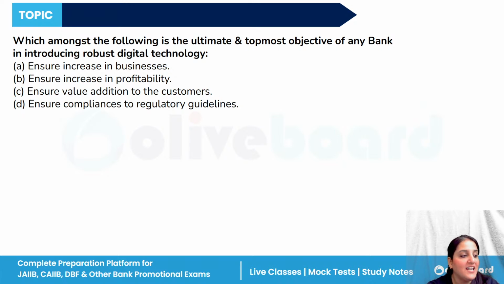Which among the following is the ultimate and topmost objective of any bank in introducing robust digital technology? Basically, here the correct answer is ensuring value addition to the customers. This is the best for the ultimate and topmost objective of any bank which introduces robust digital technology.